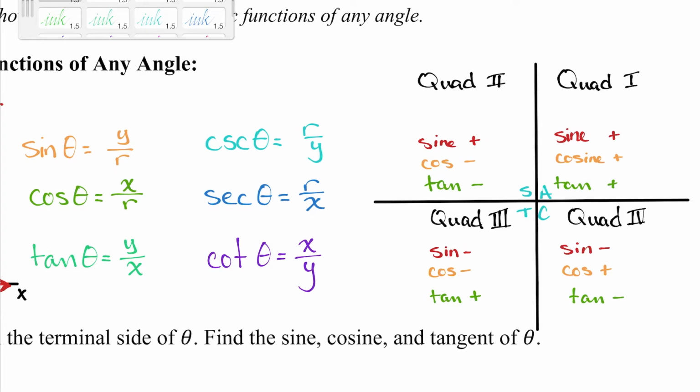Because cosine has to do with x, it's going to be positive when the x values are positive. Because sine has to do with y, it's going to be positive when the y values are positive, negative when the y values are negative. And then tangent, because it's x and y, it's going to be positive when both x and y are positive and when both x and y are negative, because a negative and a negative would give us a positive.